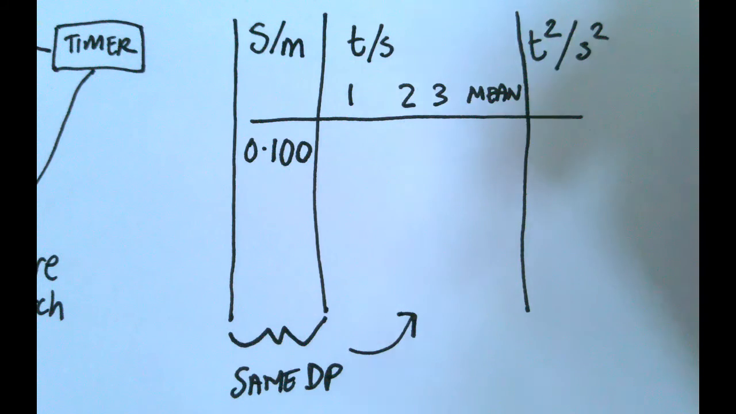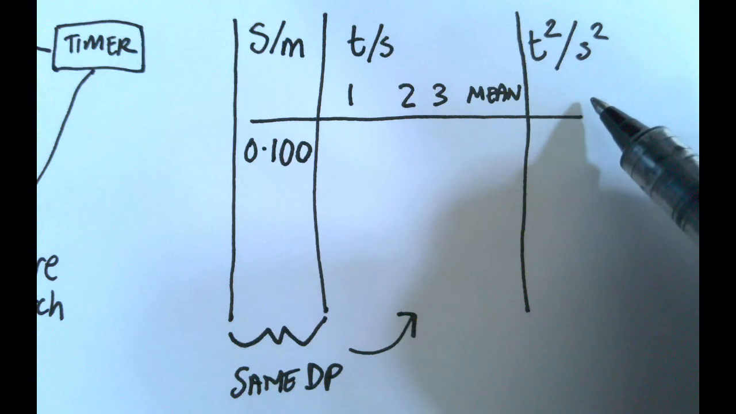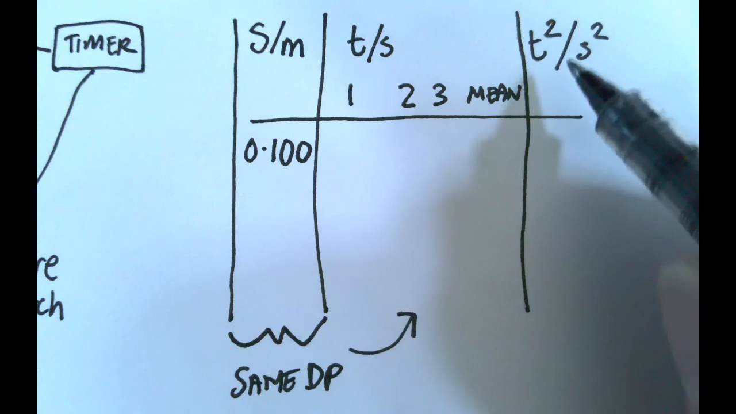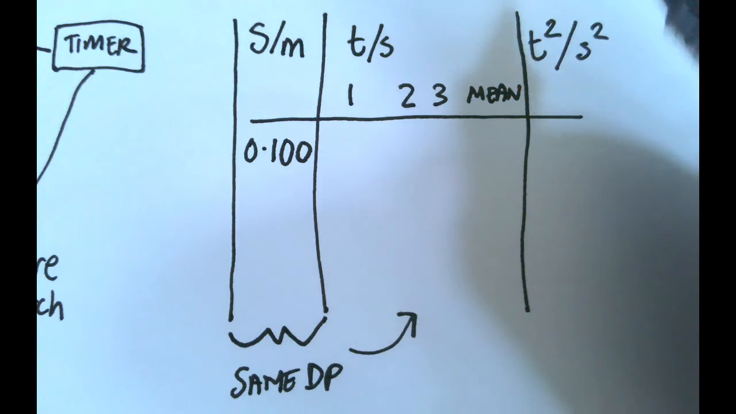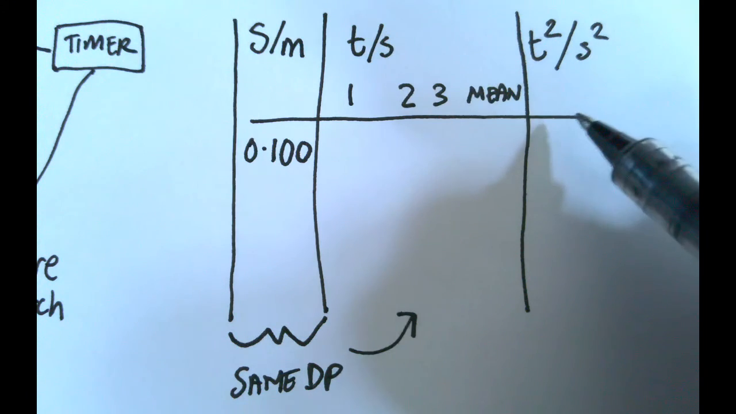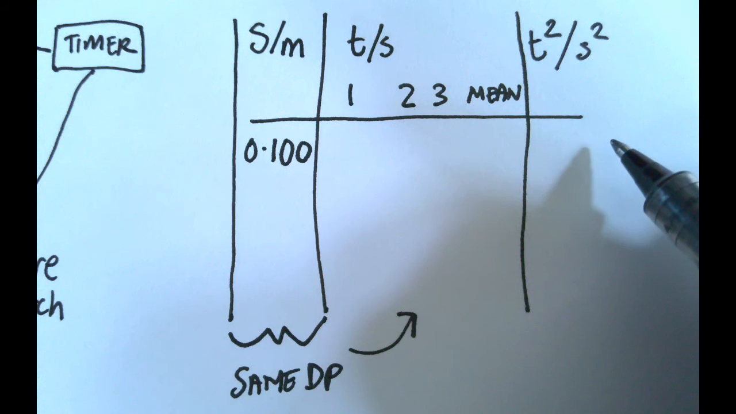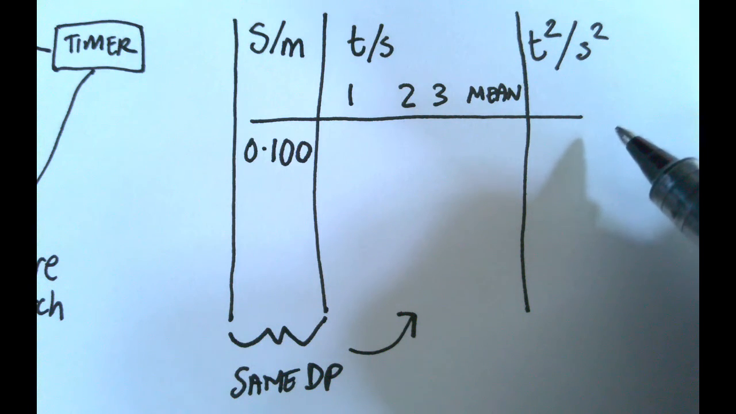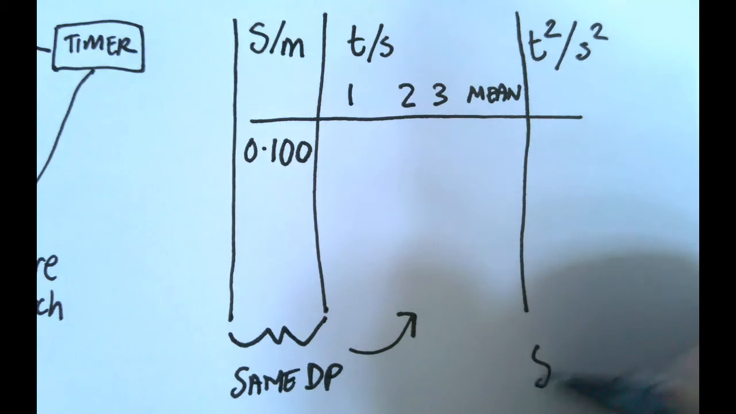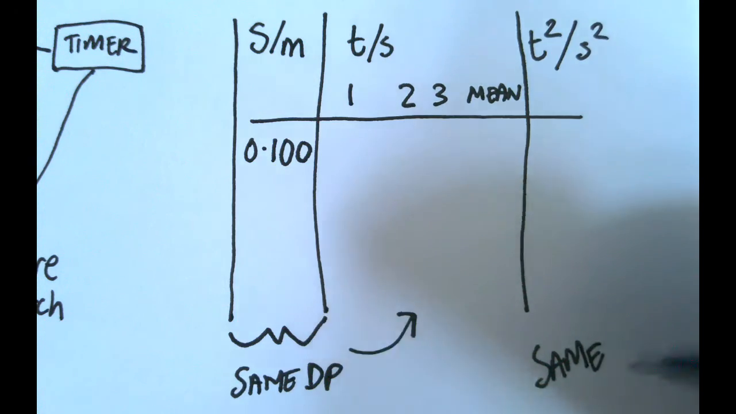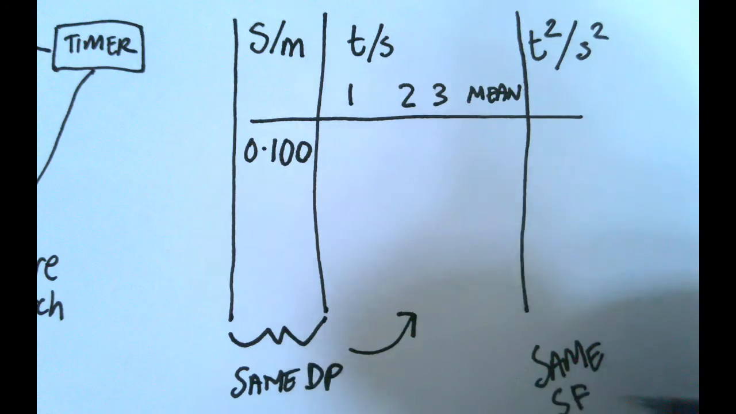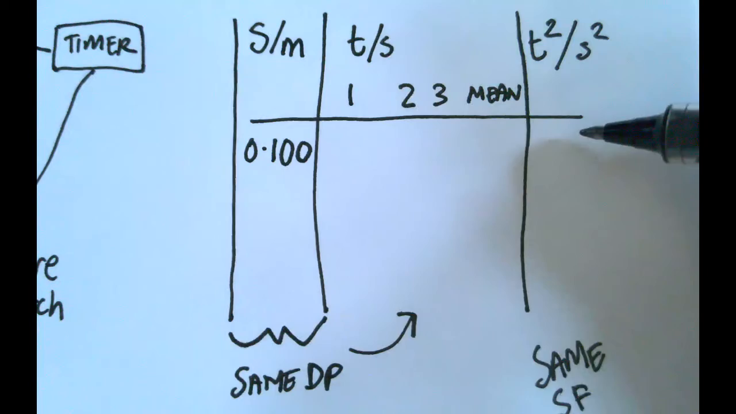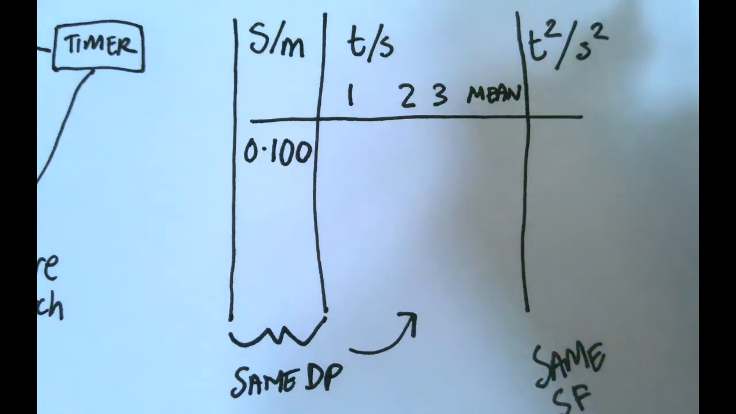But when you come to actually process your data, so anything where you've multiplied something by something else, etc., this one, same number of decimal places, is no longer the rule. The rule is the same significant figures. And when you look down this column, you should all have the same number of significant figures.